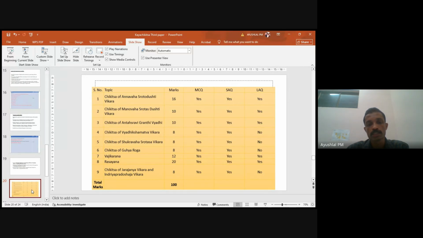In Vajikarana, it has a weightage of 12 marks. So all the MCQ, SAQ, LAQ can be expected. And Rasayana is 20 marks. So of course there will be a long answer question from Rasayana. There can be 2 long answer questions also. Most probably 1 long answer question and 2 5-mark questions from Rasayana. So properly study the Rasayana. The first important area is Rasayana, second is Annavaha Srotas, then Vajikarana. So if you study only Rasayana, Annavaha Srotas and Vajikarana, that itself carries 36 marks. Okay. The last one is Jarajanya Vikara, again 8 marks. So you can expect a short answer and 3 other MCQs.